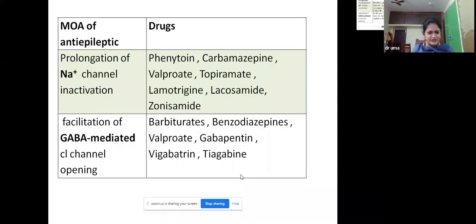And GABA-mediated chloride channel opening. We already know barbiturates and benzodiazepines act on the GABA-mediated chloride channel opening. And valproate, being a broad spectrum anti-epileptic, also comes under this. Other drugs, all the central ones, gabapentin, tiagabine, so GABA-related drugs all come under GABA-mediated chloride channel opening.